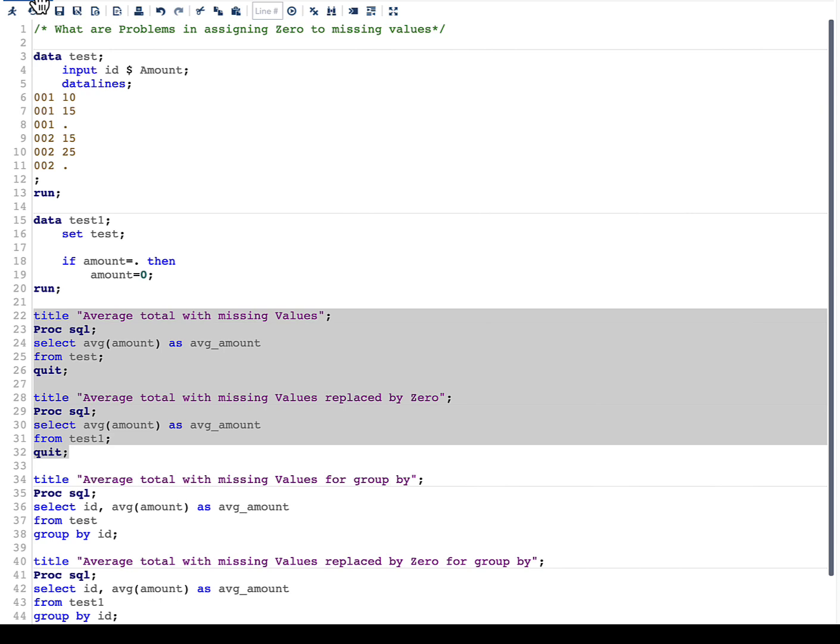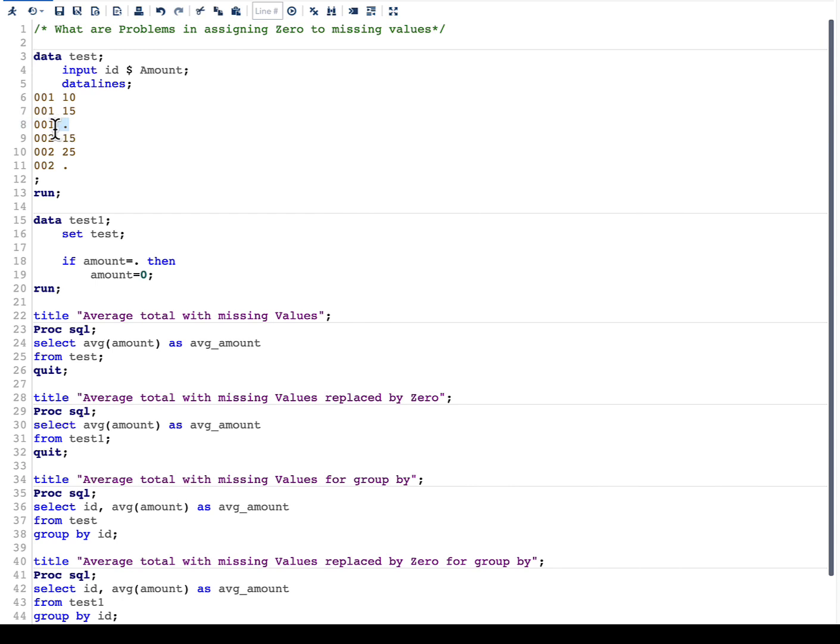Before that, let us try to understand what an average is. Average is nothing more than taking all the observations, adding them up, and then dividing by the number of observations. Now when we say select avg(amount) from test, what is really happening is that whenever we use these kinds of functions, they ignore missing values.